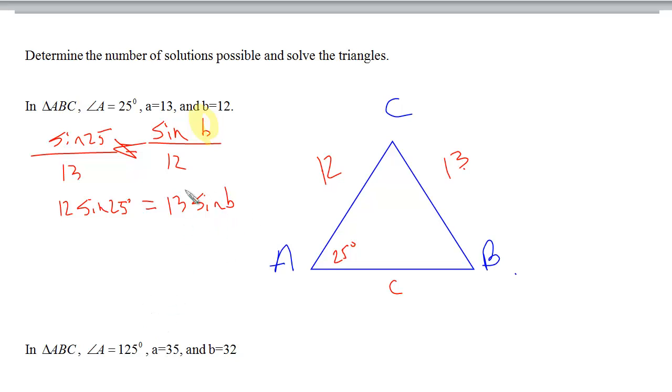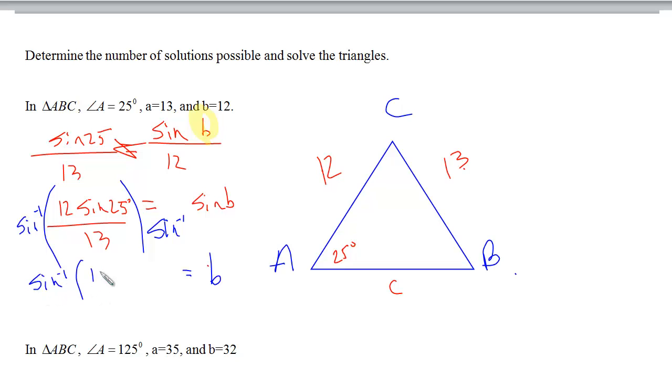Now, in order to solve this, I'm going to have to use those inverse functions again, the arcsine. So I'm going to divide both sides by 13. That'll cancel there. So that gets me 12 times the sine of 25 over 13 equals, and now we're just at the sine of B. And how do we undo that? Well, in this case, I'm going to take the arcsine, or the inverse. So those would cancel, and I'll do the same thing over here. And so B equals the arcsine, or inverse, of 12 times the sine of 25 over 13. And we'll put this into our calculator.